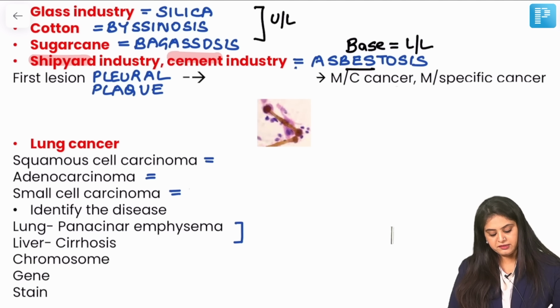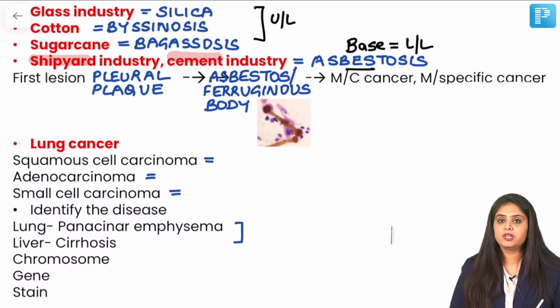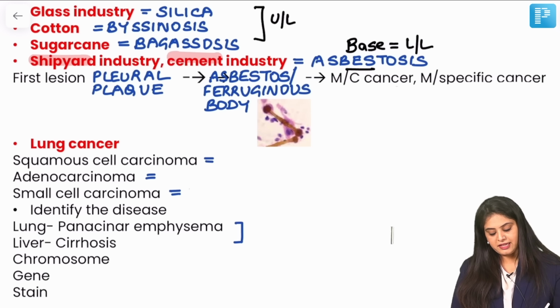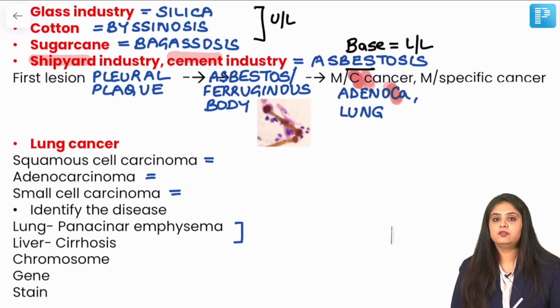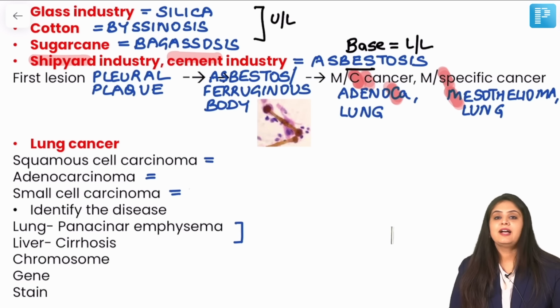After a few years, there is this dumbbell-shaped body, as you can see over here, called the asbestos or the ferruginous body. And after that, after many years, cancers are going to occur. So they ask you which is the common cancer that occurs in these patients, and that is going to be adenocarcinoma. Versus they ask you which is the specific cancer that occurs in this patient, and that is going to be mesothelioma. So that's a sequence of events that happens in asbestosis.